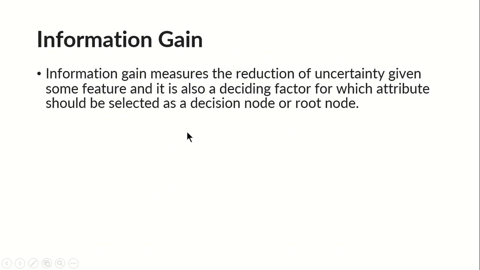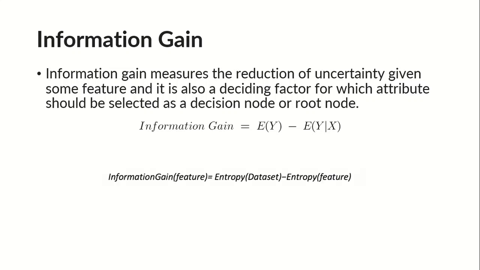So information gain measures the reduction of uncertainty given some feature, and it is also the deciding factor for which attribute should be selected as a decision node or root node. It will tell you the feature by which we have to split the node once again. Information gain is calculated like this: E(Y) minus E(Y given X), or in other words, entropy of the dataset minus entropy of the feature. That is the information gain of the feature.